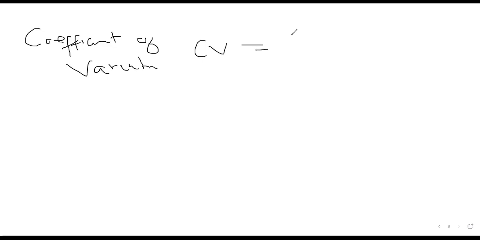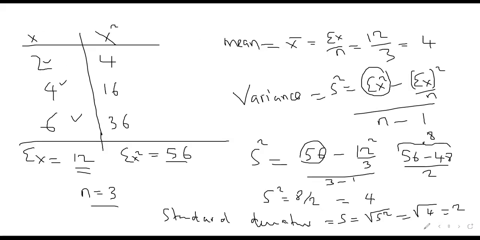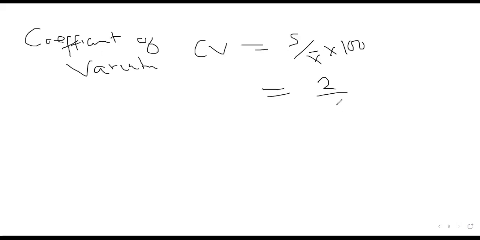And lastly, how to find the coefficient of variation, denoted as CV. Coefficient of variation is simply found by standard deviation over the mean times 100. So what was our standard deviation? We just calculated it, the square root of 4, which is 2. And our mean was 4. So what is 2 divided by 4 times 100? You get 50%. So this is what we call our coefficient of variation, or CV.